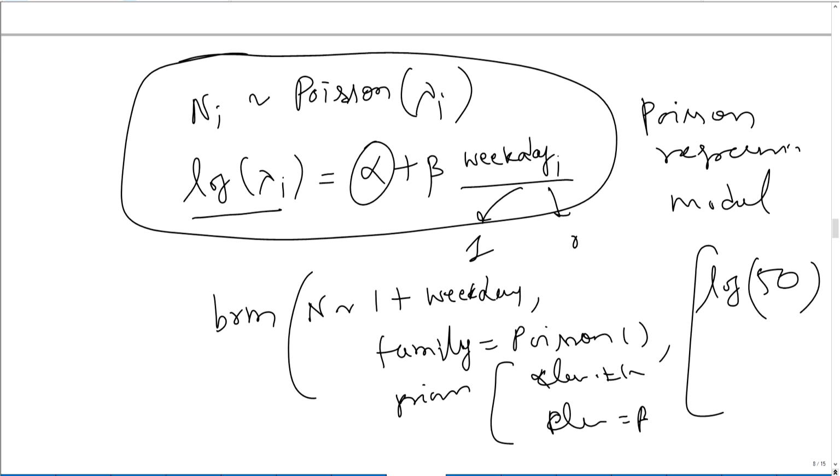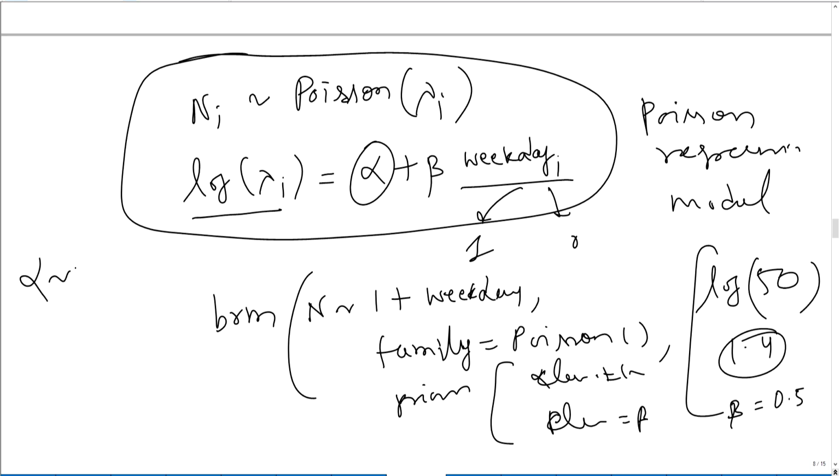So log of 50, you can check what is log of 50. So somewhere around 1.4 or something, somewhere around that. Similarly, you will have an estimate for beta, which will also be on log scale. So it should also be somewhere around 0.5 or something. So you can define priors like this.